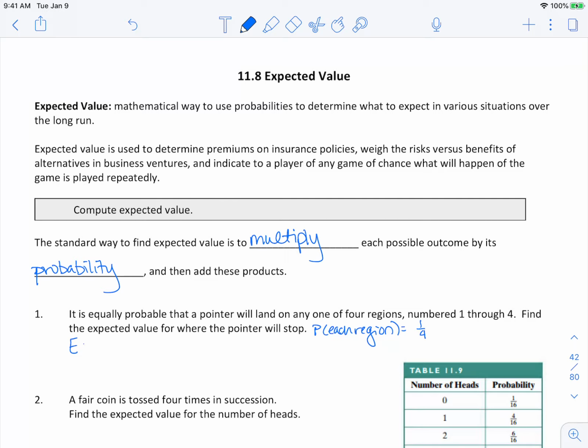So my expected value, I will do 1 times 1/4 plus 2 times 1/4 plus 3 times 1/4 plus 4 times 1/4. If I simplify this, it is 1/4 plus 2/4 plus 3/4 plus 4/4, which gives us 10/4, or 5/2, or 2.5.